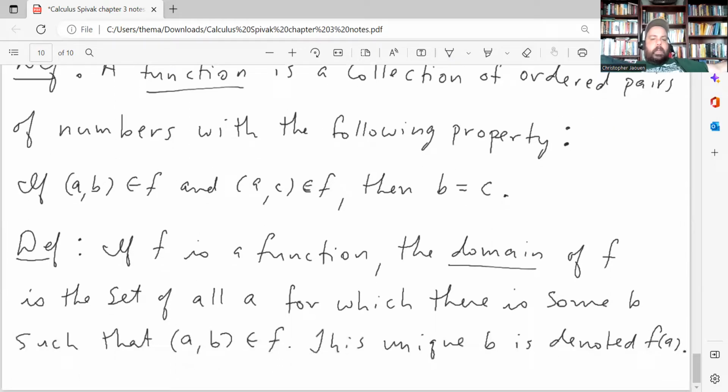Okay. And then we have a formal definition of what the domain is. If f is a function, the domain of f is the set of all A for which there is some B such that (A, B) is in f. This unique B is denoted by f(A), right? So like we said, the function notation here stands for the y coordinate. It's the real number that's associated to the input value A by the function.